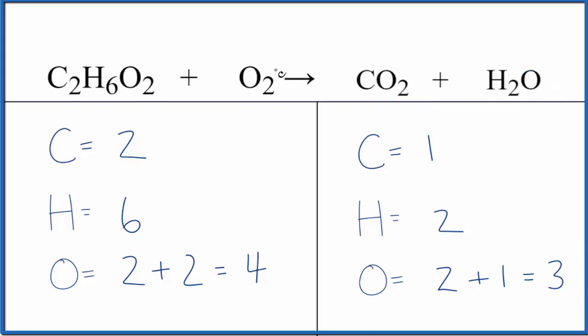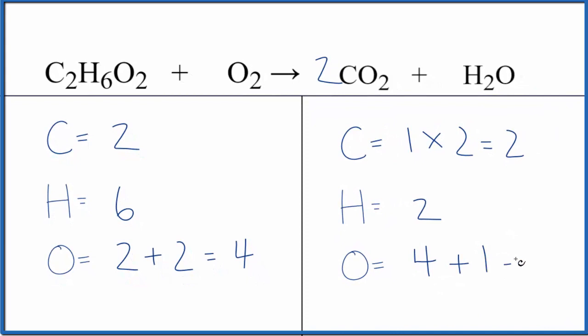Let's leave the O2 until last, because when we change the coefficient on the oxygen, it won't change the number of carbons or hydrogens. So in the combustion reaction, it's best to leave this till last. Let's put a 2 in front of the CO2. 1 times 2, that balances the carbons. Let's update the oxygens. 2 times 2 is 4, plus we have the 1 here in the water. That gives us 5. Let's balance the hydrogen atoms.